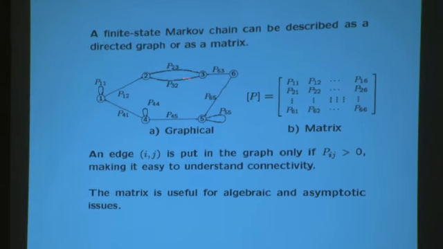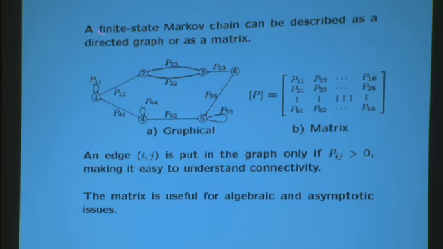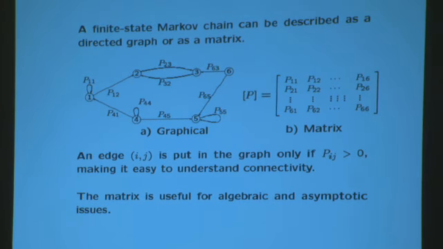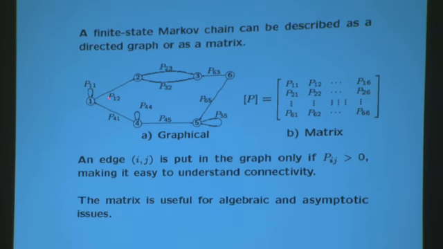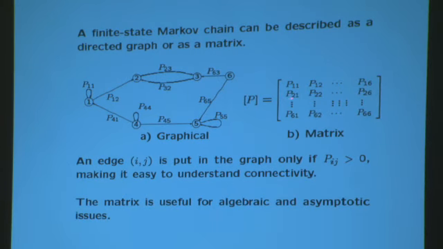Okay, now a finite state Markov chain can be described either as a directed graph or as a matrix. I hope you've seen by this time that some things are easier to look at in terms of a graph. Some things are easier to look at if you look at something like this matrix. Some problems can be solved by inspection if you draw a graph of it. Some can be solved almost by inspection if you look at the matrix.